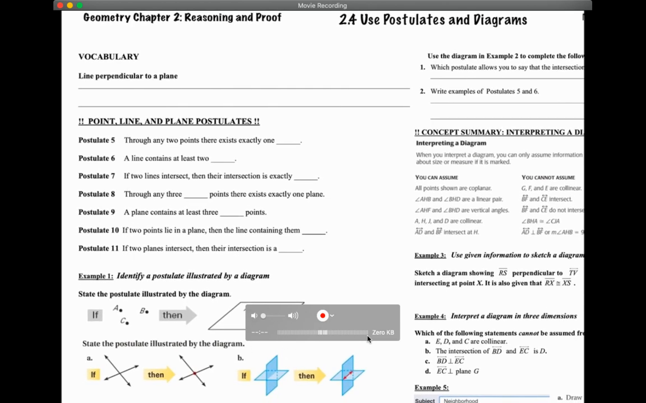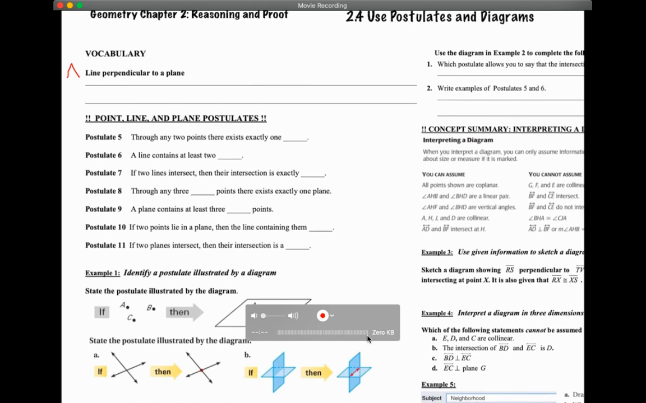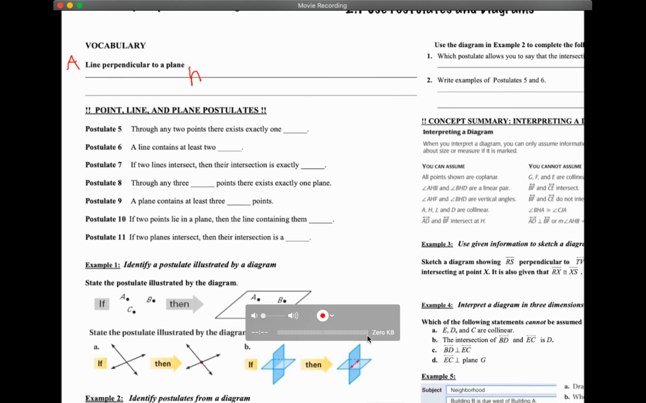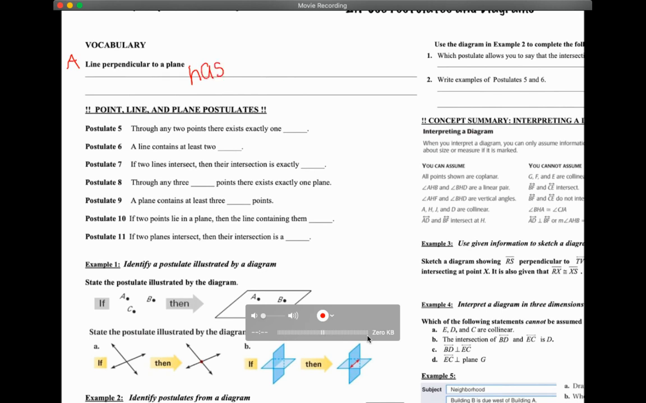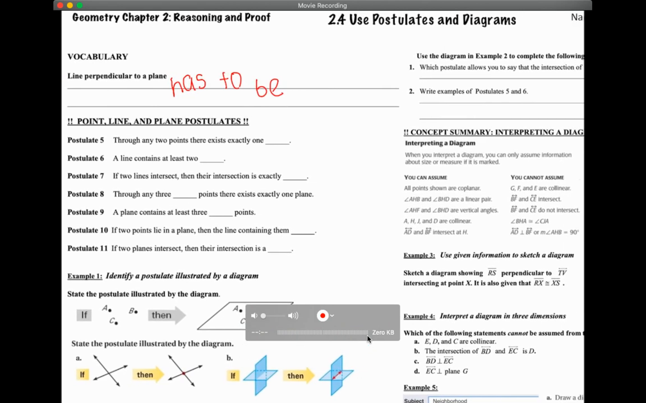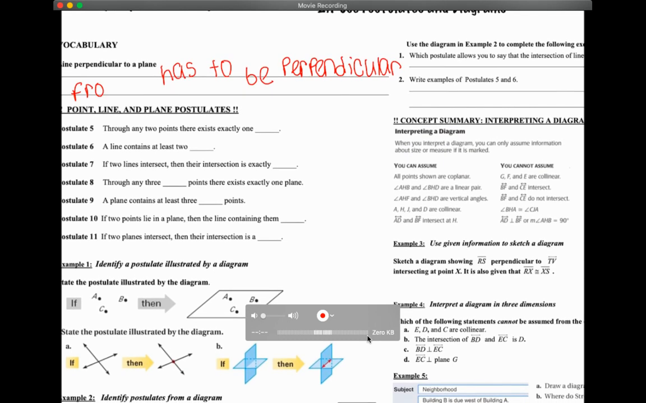So I'm just going to add to the beginning of this vocab word just to make this a little shorter definition. So I'm just going to say a line perpendicular to a plane has to be perpendicular on every line from that plane. So has to be perpendicular from every line on that plane.